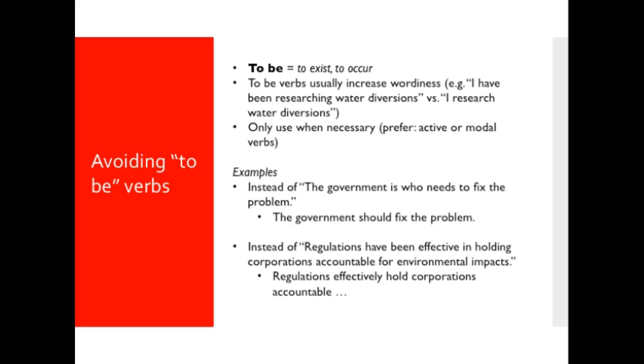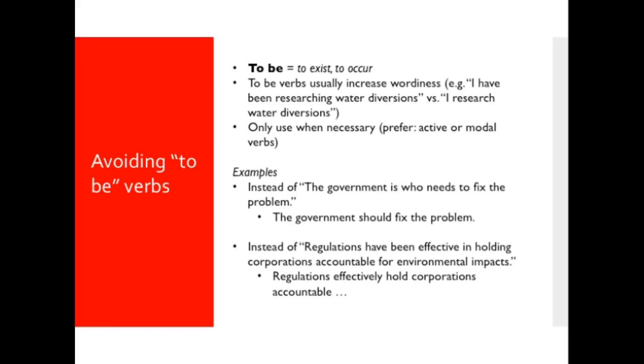So there are places and times for to-be verbs. For example, if you are trying to identify yourself as a student, you might say, I am a student at the University of Utah right now. That would be an appropriate use of a to-be verb. But if it's unnecessary and you can just use another verb that is more action-oriented, that is preferable.